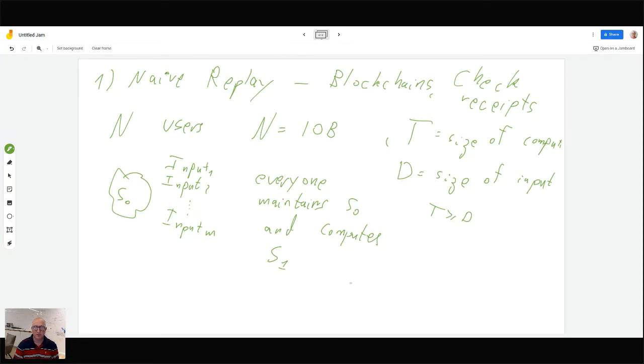So the total computation that everyone is doing, across all of the system, all of this universe, equals t times n, because each one of the n users needs to run a computation of size t. So it's quite large, right? Everyone is doing the same computation or checking that the system is okay.